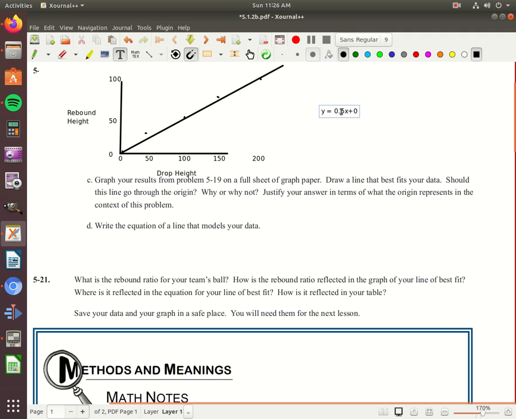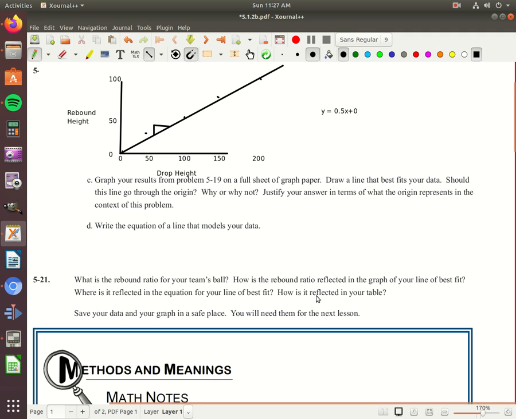How does this rebound ratio reflect in your line of best fit? Well, it's the slope. It's the change. Where is it reflected in the equation? Oh wait, I'm sorry. How is the rebound ratio reflected in your graph? Well, it is the slope, right? We're going up a half and over 1. That's where it shows up there. And then where is it showing in your line of best fit? It's showing in our slope.